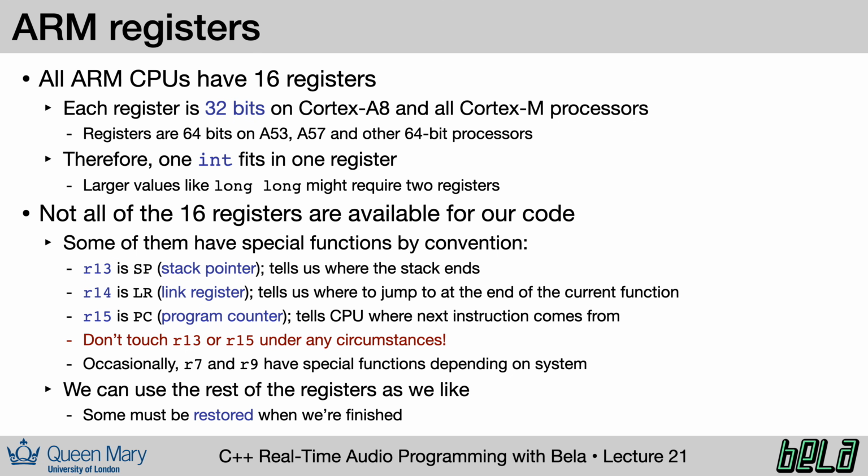As a simple rule, do not mess with any of these 3 registers in assembly language, or your program is likely to collapse. On some operating systems, other registers will also be declared to have special functions, for example R7 and R9. If you're writing in assembly, you'll need to look up the particular conventions for the system that you're writing for. We can use the other registers as we like. However, in some cases, we need to restore their values when we're finished.